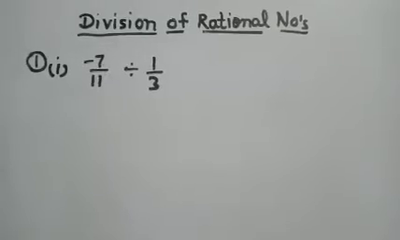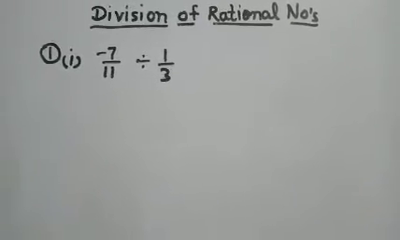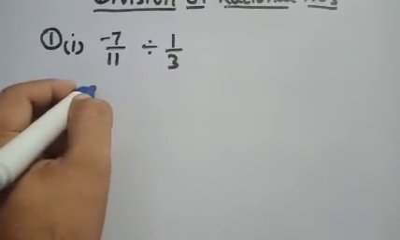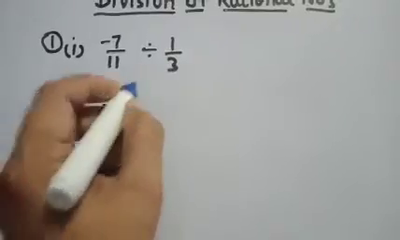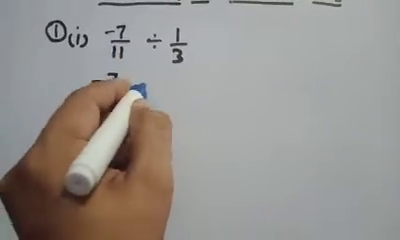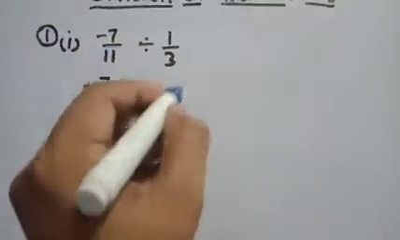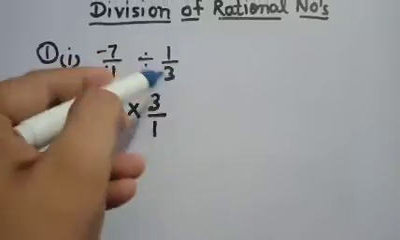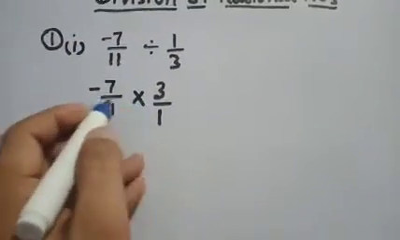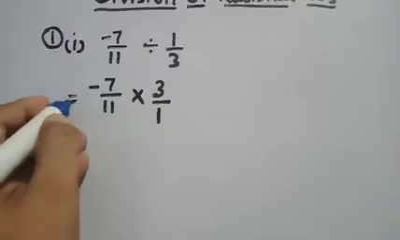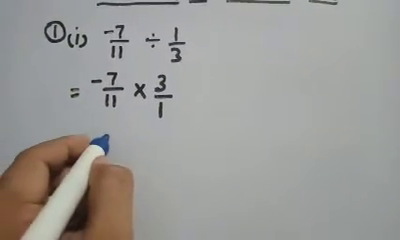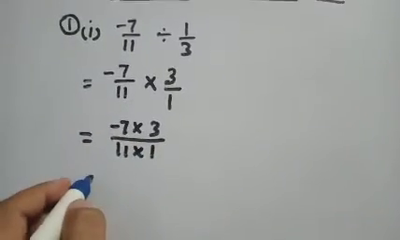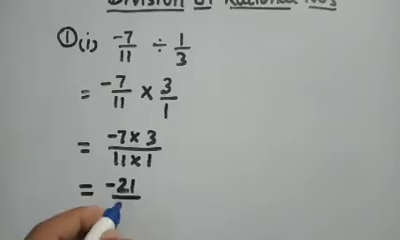So student, now the first question on your screen: minus 7 upon 11 is divided by 1 by 3. Minus 7 upon 11 will remain the same. We have to change the division sign into multiplication and take the reciprocal of the divisor. We have to take the reciprocal of only the divisor, not the dividend. Now check, the result is minus 7 into 3 upon 11 into 1. Now the result is minus 21 upon 11.